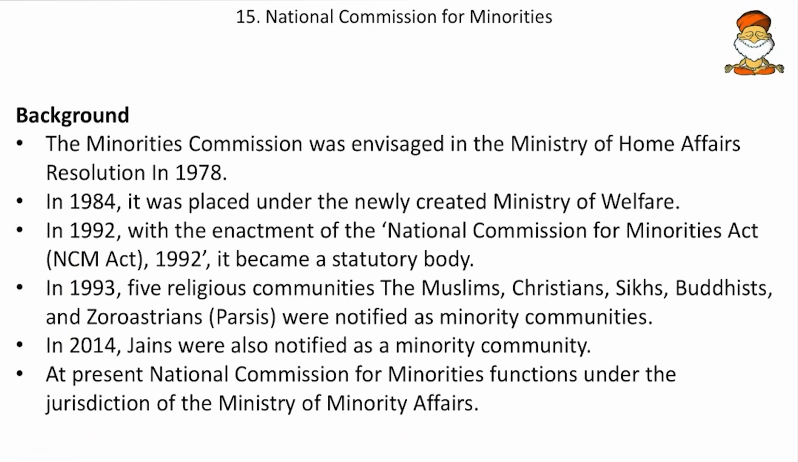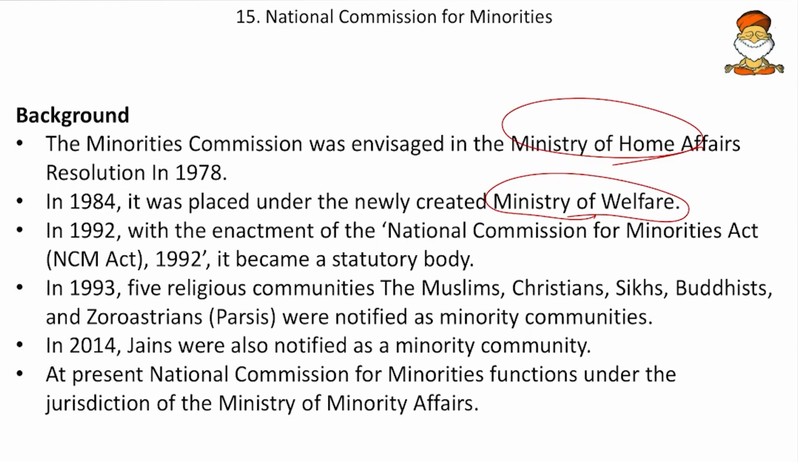Then the background of National Commission for Minorities. The Minorities Commission was envisaged in the Ministry of Home Affairs resolution in 1978. So with the resolution as an executive body, it was set up for the first time in the Home Ministry. Then in 1984, it was placed under the newly created Ministry of Welfare. So it was shifted to the Ministry of Welfare.